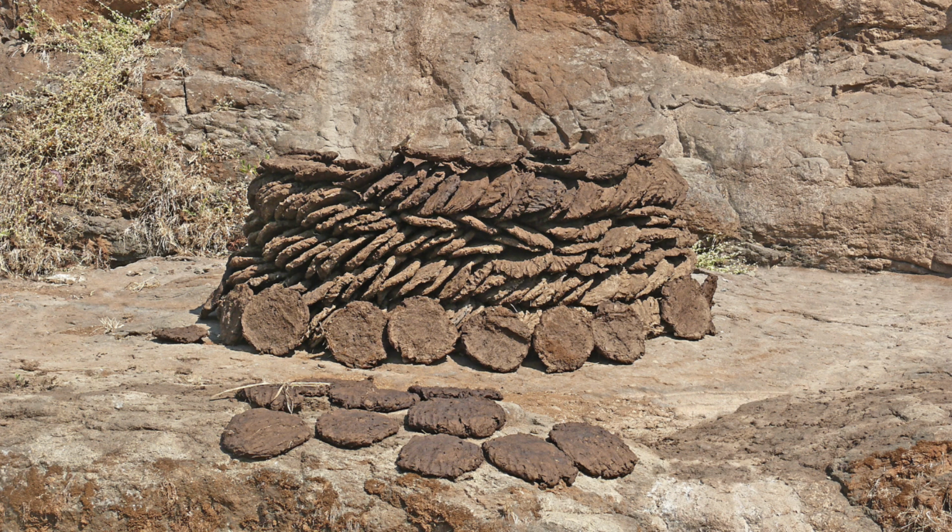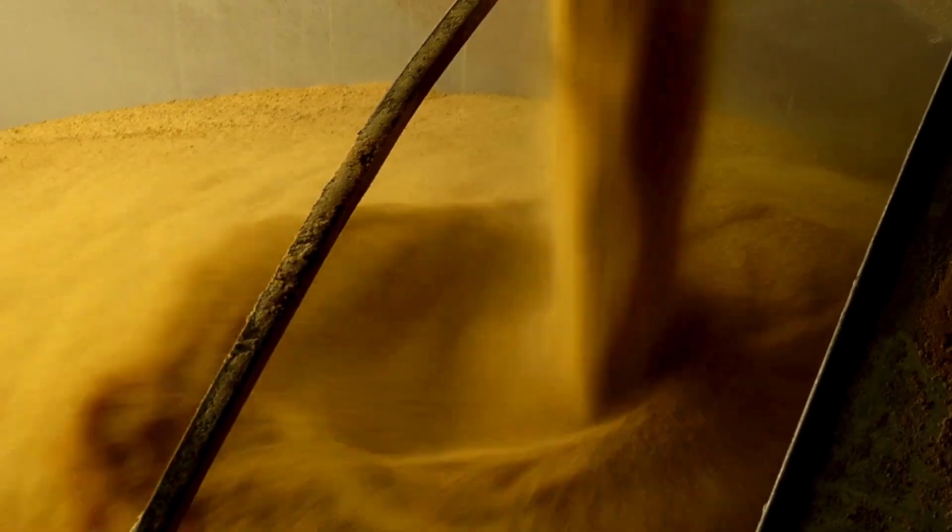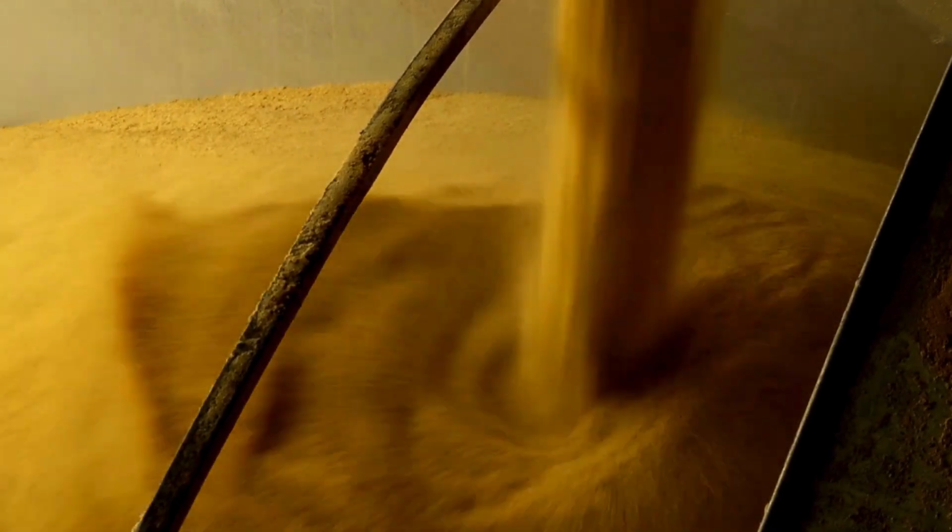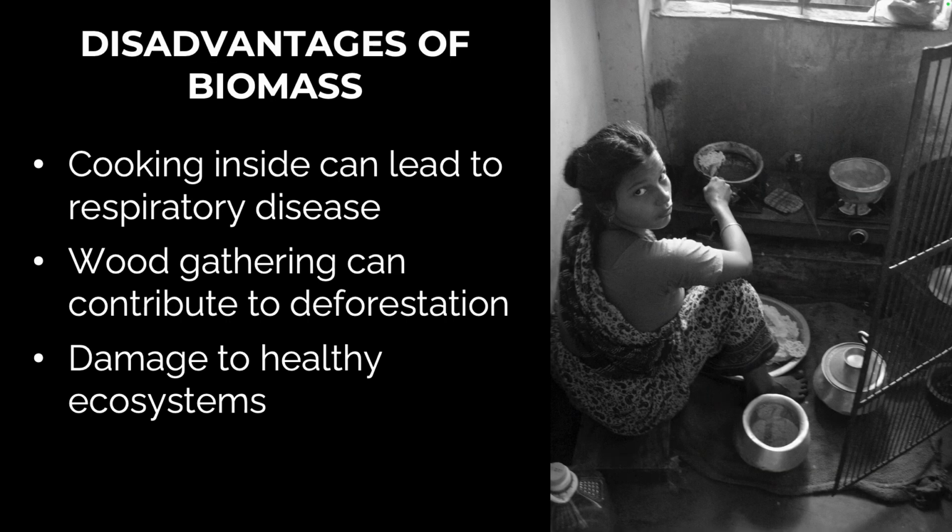Biomass can be burned as a solid fuel or converted into liquid biofuels, so think of ethanol, which is ethyl alcohol from plants and plant wastes. Biomass as an energy source has some pretty major disadvantages. Biomass used for cooking inside can lead to respiratory disease. Wood gathering contributes to deforestation, which creates a cascade of other problems.